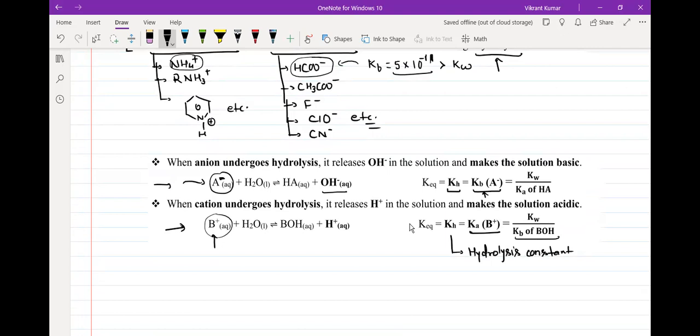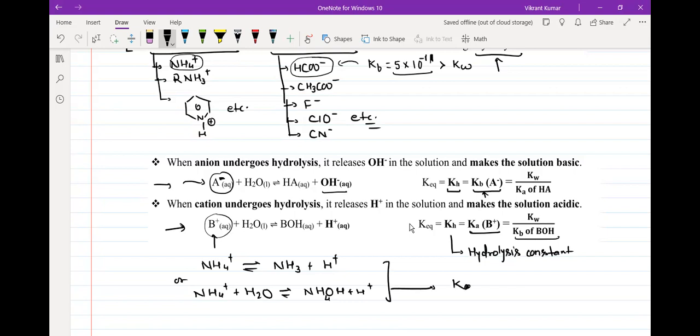Which is Kw upon Kb of the conjugate base. Is it okay? If I am having NH4 plus, its behavior can be seen as NH3 plus H plus, or you could also write NH4OH, and we can also write NH4 plus plus H2O giving NH4OH plus H plus. Both are the same. For both, if I ask what the equilibrium constant will be, I will say it will be K of NH4 plus, which is nothing but Kw upon Kb of NH3 or NH4OH.